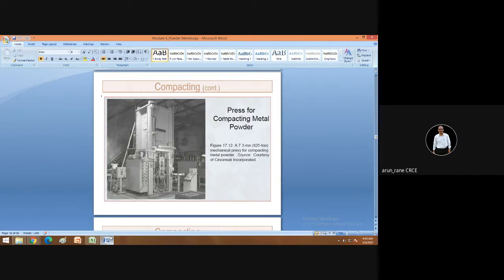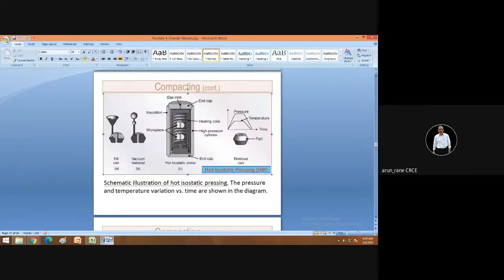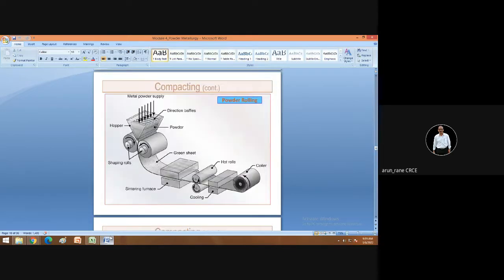It's not your plastic or herbal powders, which can be pressed easily by just 30-ton or 50-ton presses. So you need higher tonnage. This is what is called isostatic pressing. So in static condition, it is pressed equally in all directions. You have hot isostatic pressing.